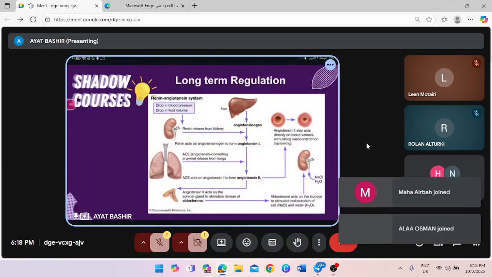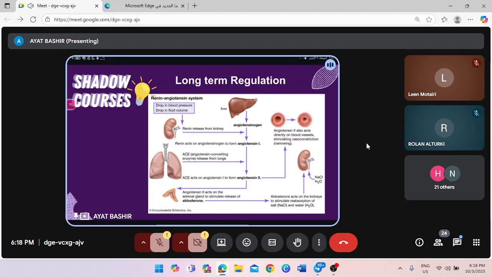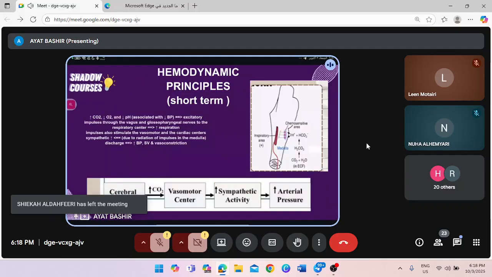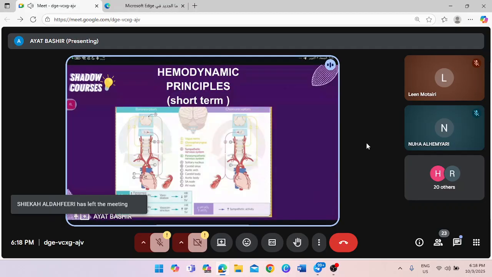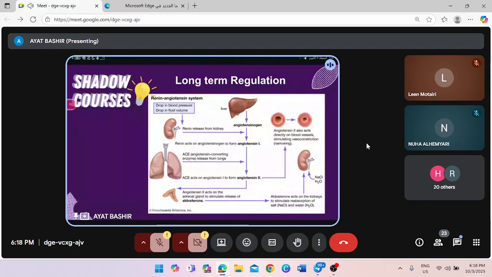Okay, so let's complete to the long-term regulation. We finish from the short term. We have the baroreceptor, chemoreceptor, and also we have the A and B. And then we'll move to the long-term regulation. I think you have already talked about it a lot of times, so I will make a summary for it.